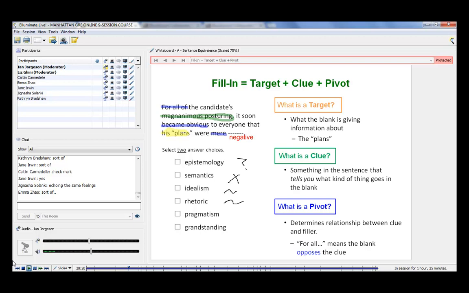How about pragmatism? Does that work here? No, it really doesn't, does it? Okay, and finally, grandstanding. How about grandstanding? His plans were mere grandstanding.